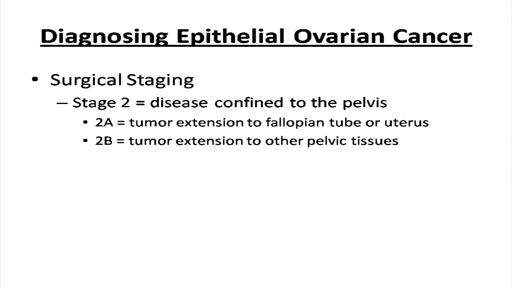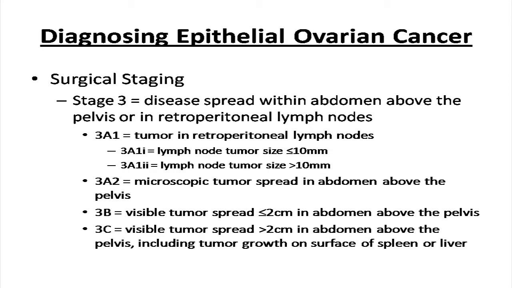In stage 2 disease, you may think that this is considered disease that is confined to the pelvis. A 2A tumor is represented by tumor extension to the fallopian tube or the uterus. A 2B lesion has tumor extension to other pelvic tissues. In stage 3 disease, this is when the disease has spread up into the abdomen and may have positive pelvic or retroperitoneal lymph nodes.